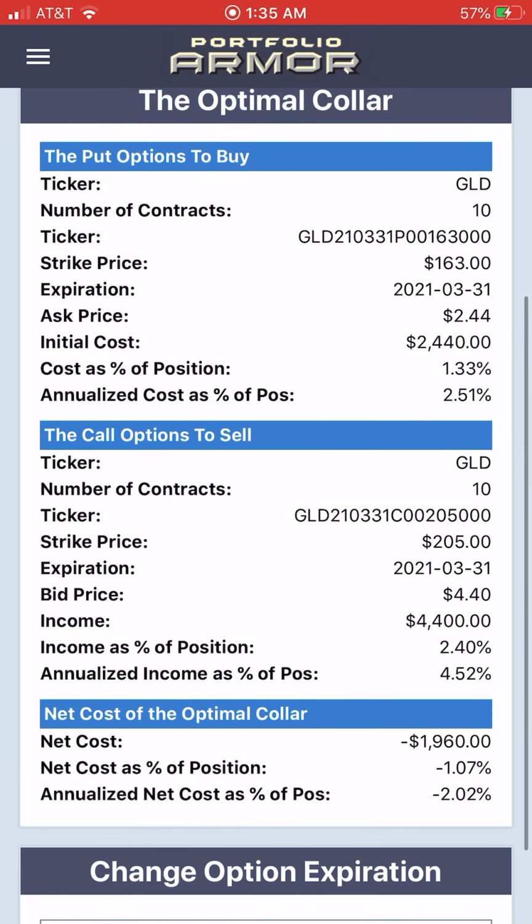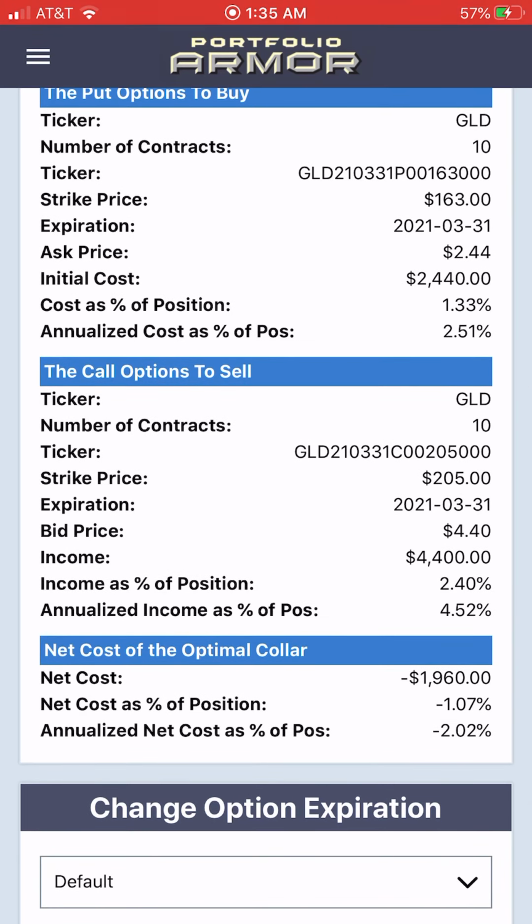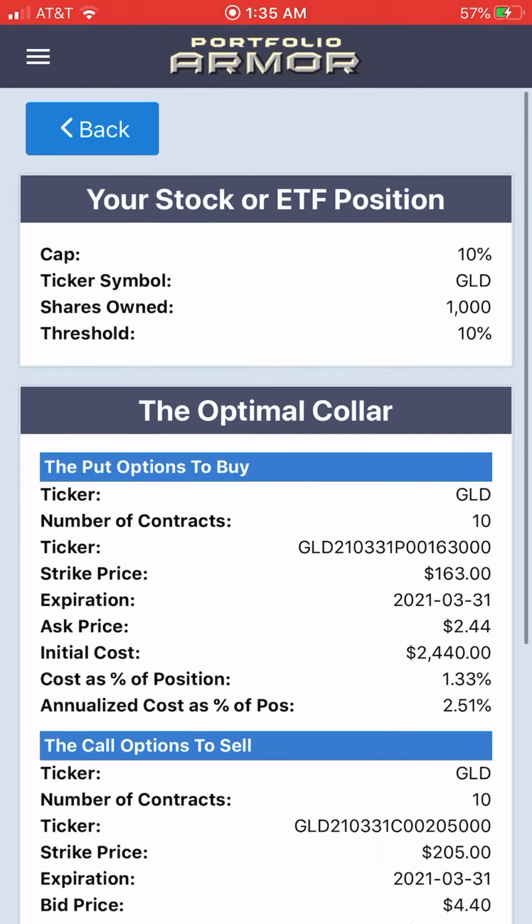And here the net cost was negative, meaning we would collect a net credit of $1,960 when opening this hedge, assuming, to be conservative, that we bought the puts at the ask and we sold the calls at the bid. That worked out to a net cost as a percentage of position value of negative 1.07%.